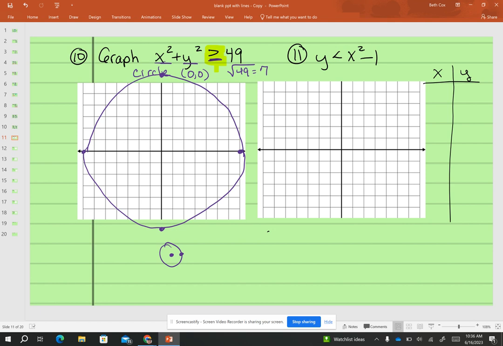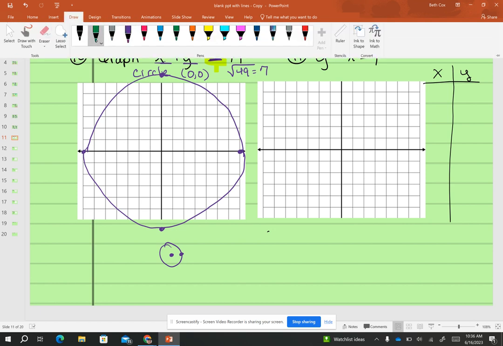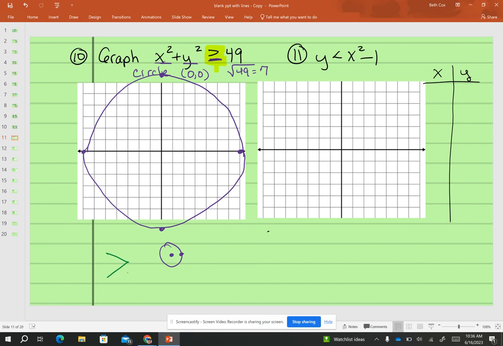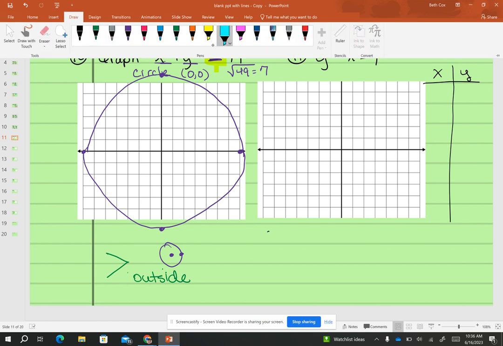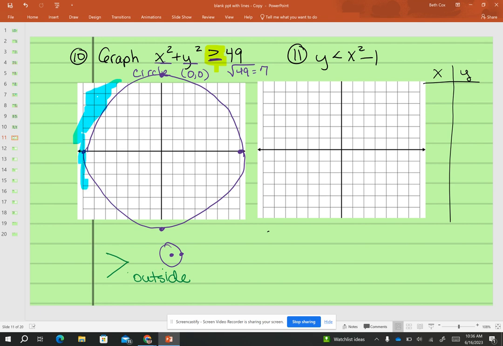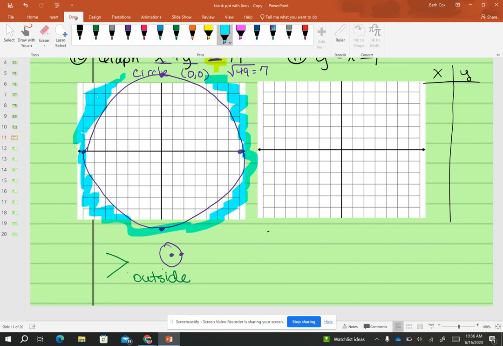And now it says greater than. How do you know it's greater than? Well, if I put less into it, it does not read right, so therefore it must be greater than. So greater than, when it comes to a circle, is outside the circle. This is only the rule for a circle. So then I'm going to shade outside the circle. There we go. That's it. Solid and outside.